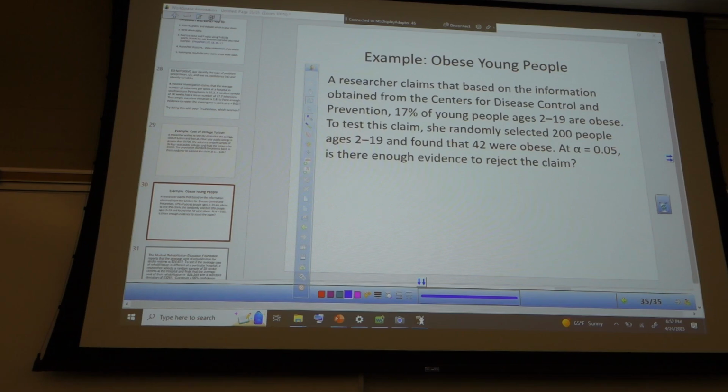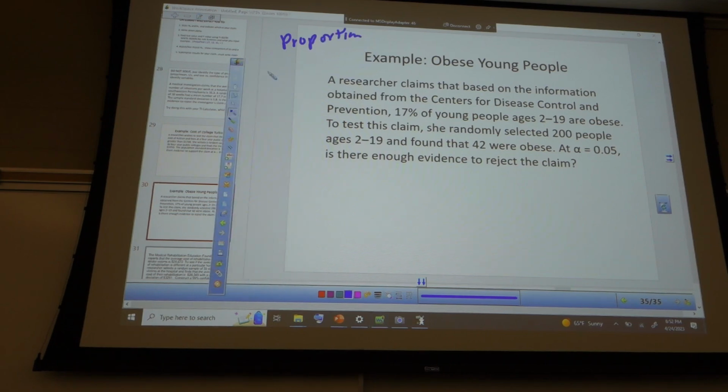Great. I'll give you folks 15 seconds with your neighbors, starting right now. Go. Okay, is it a proportion or a mean? I think it's a proportion. There's a percentage, and there's no standard deviation. Does that make sense? Everybody on board? That's the easiest way: there's no standard deviation, or mean, or average.